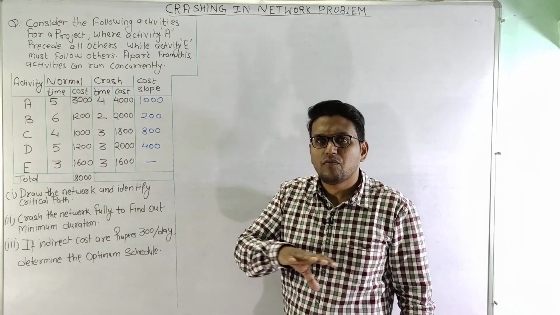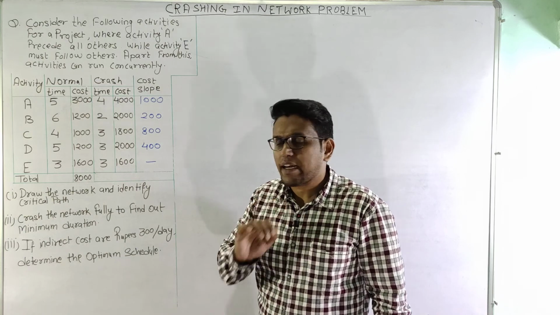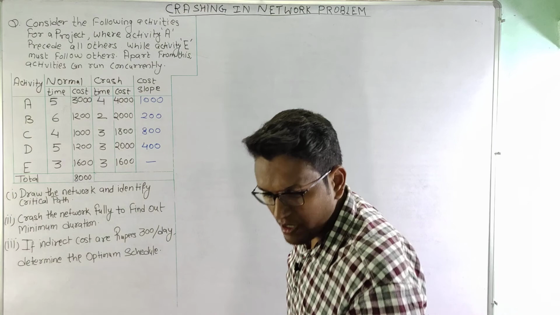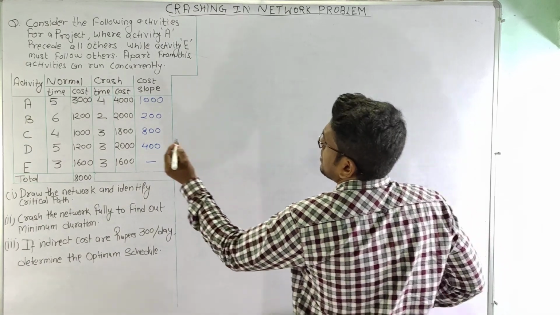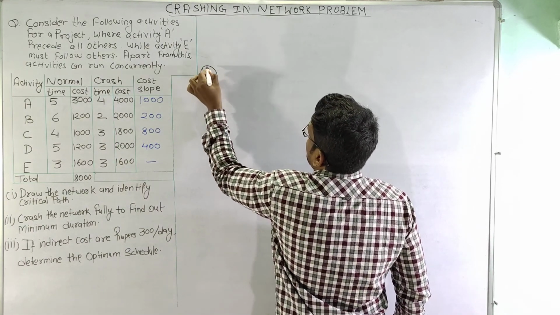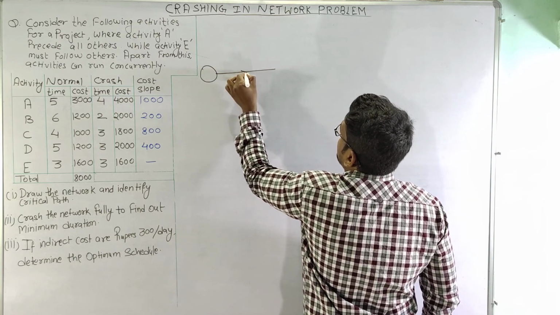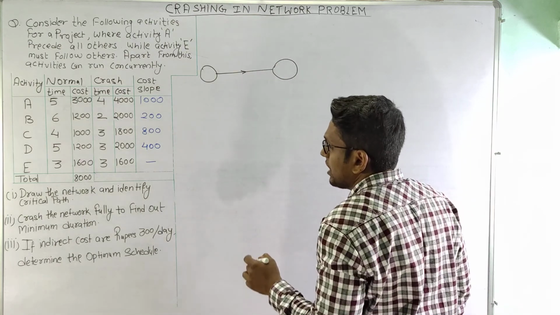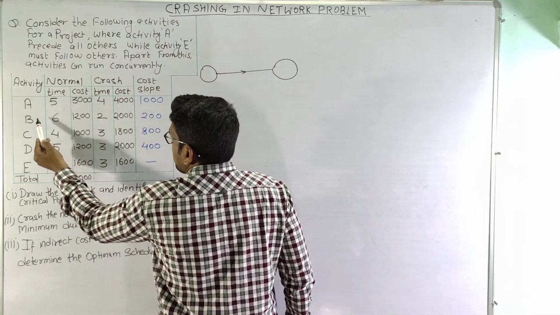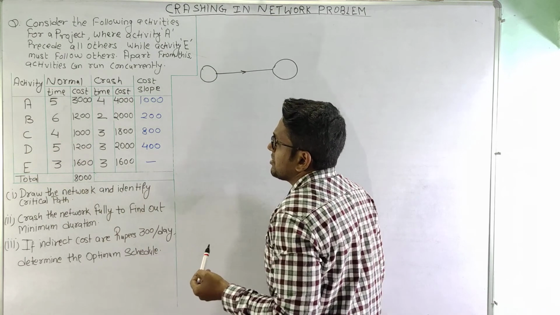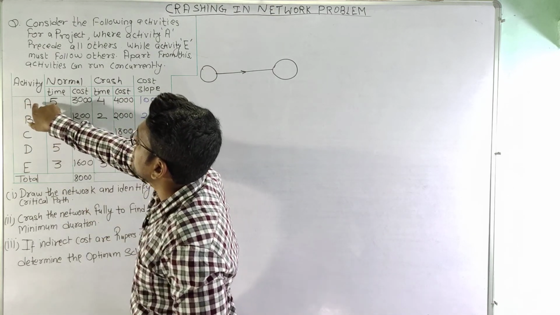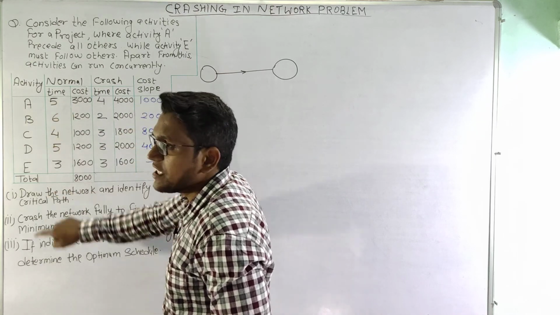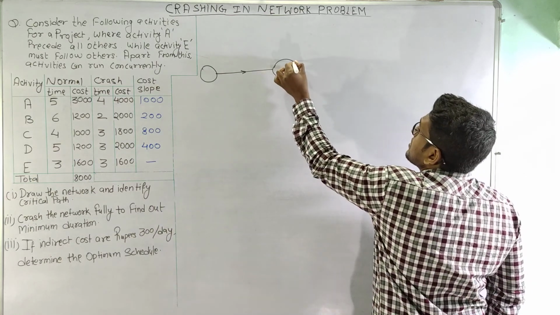And the remaining activities can start concurrently. That means they can work parallelly. So let us first create the network diagram here. So let us start here. Activity A. So let this be activity A. This is activity A. Now as we can see that activity B, C and D can be started only when activity A is completed, because it is mandatory, and after that these 3 can start concurrently. That means they can start at the same time.